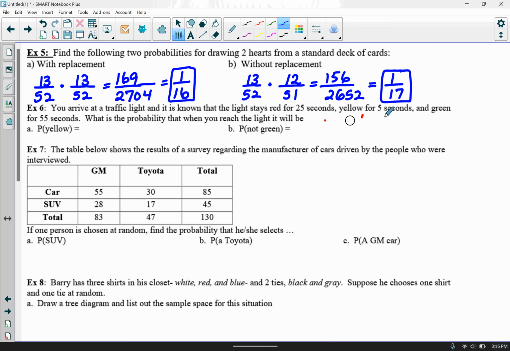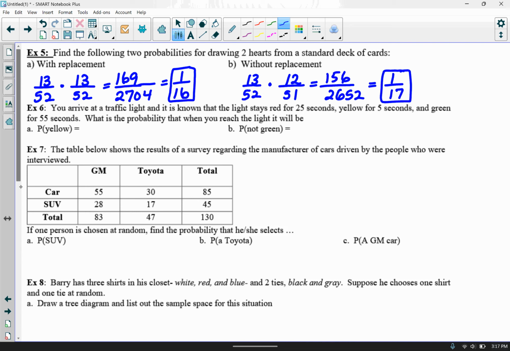Okay. I'm going to let you pause the video and try example 6 on your own. And then let's come on down to example 7 together. In example 7, you're still finding probabilities. I've just given it to you in a different format, a table format. So maybe let's look at A and B here together for this one and let you try C.